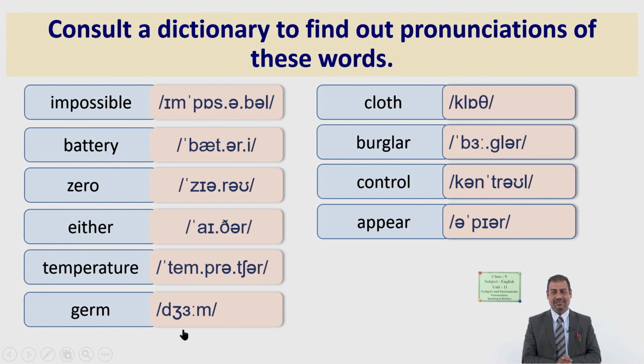Okay. Next word is germ. How do you pronounce? Germ. One more time pronounce it. Germ. Now one more time. Good. Germ. Next word. Cloth. How do you pronounce? Cloth. One more time. Good. One more time pronounce it. Cloth. Good.